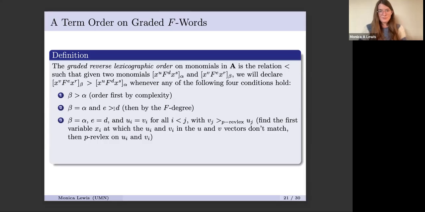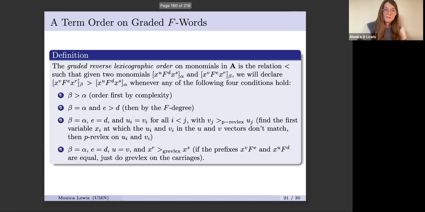You only descend to this bullet if you have the same complexity and the same number of Fs. In this case, you look at the prefixes, the x to the v and the x to the u. You find the first variable where those prefixes disagree. If they never disagree, move to bullet 4. But assuming they disagree somewhere, you find that first position of disagreement and do prevlex on the exponents of that x_i. I'll show you an example of how that looks on the next slide.